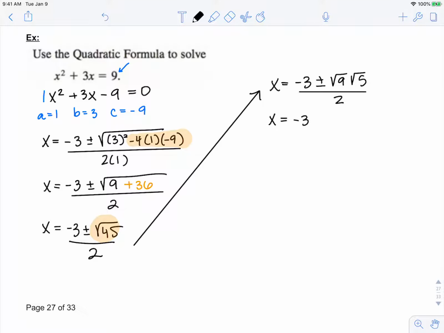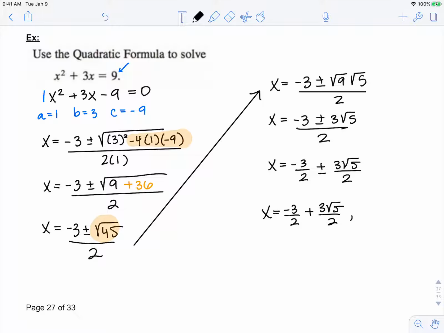So x equals negative 3 plus or minus 3 square root 5 over 2. x equals negative 3 over 2 plus or minus 3 square root 5 over 2. So notice that is two answers, negative 3 over 2 plus 3 square root 5 over 2, and negative 3 over 2 minus 3 square root 5 over 2. But this answer here is the shorthand way of showing those two x values, those solutions that make your quadratic equation equal to 0.